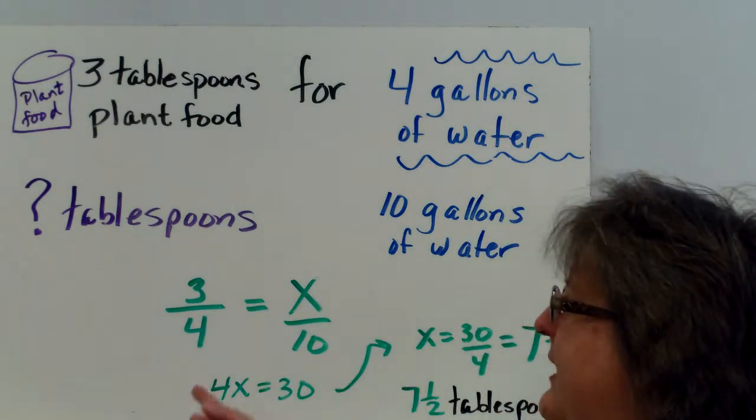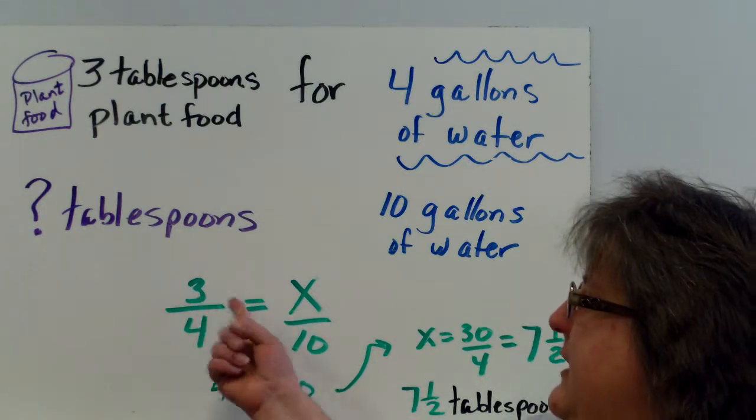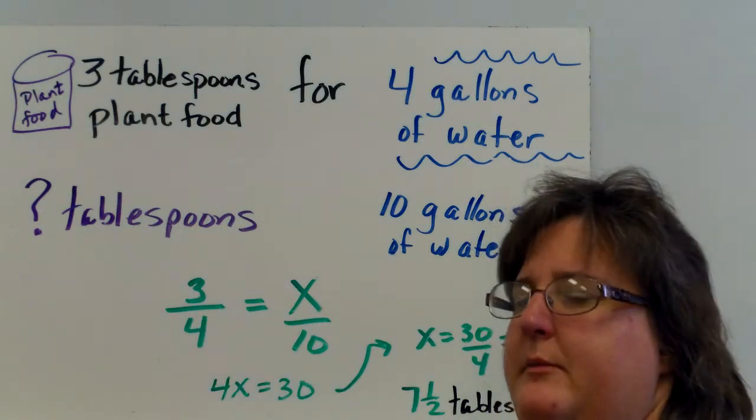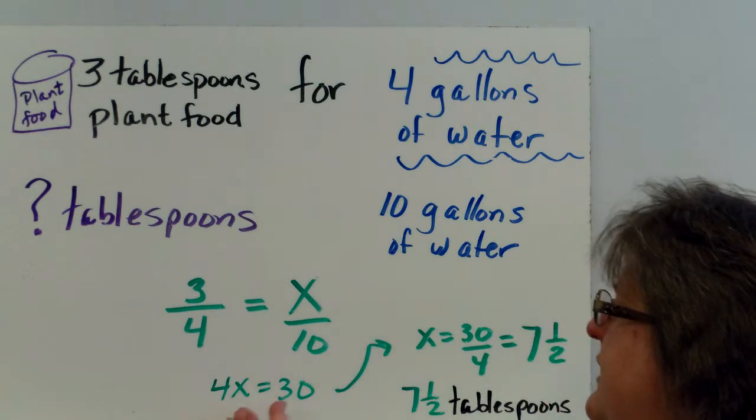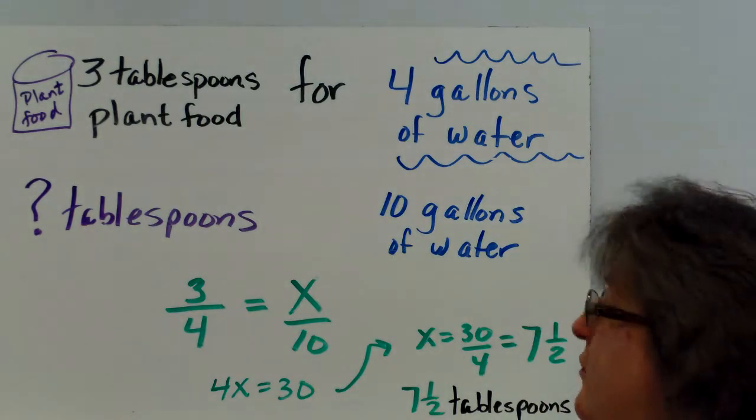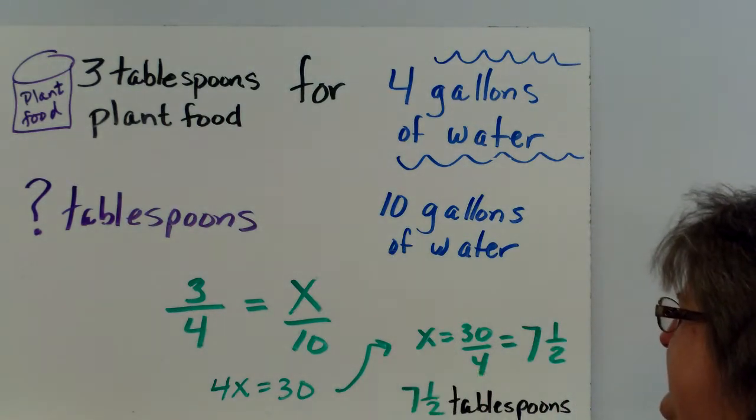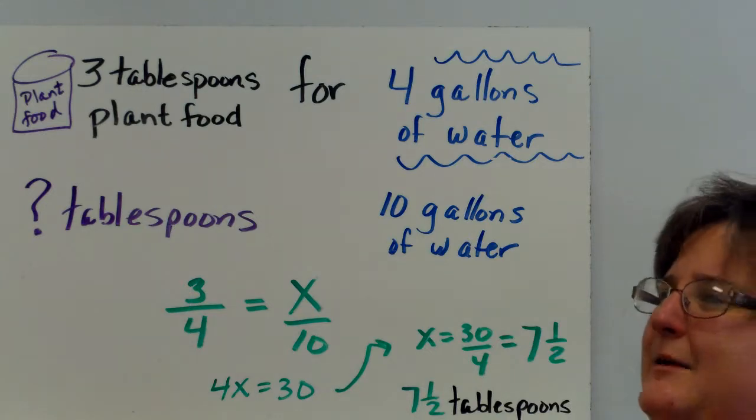Again, cross multiplication. 4 times x equals 3 times 10. Remember, we're one step away from solving. Divide, in this case, by 4. And we end up with 7.5, and remember, tablespoons.